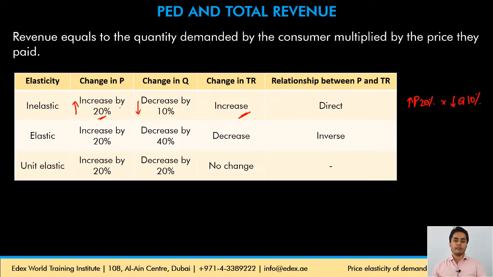Same way, if for the same product prices are decreased by a certain percentage, the change in revenue will be negative. What do we understand by this? It means for products with inelastic demand, the prices and the revenues show a direct relationship. If the producer increases the price, he would see the revenues going up. If the producer decreases the price, he would see revenues going down.